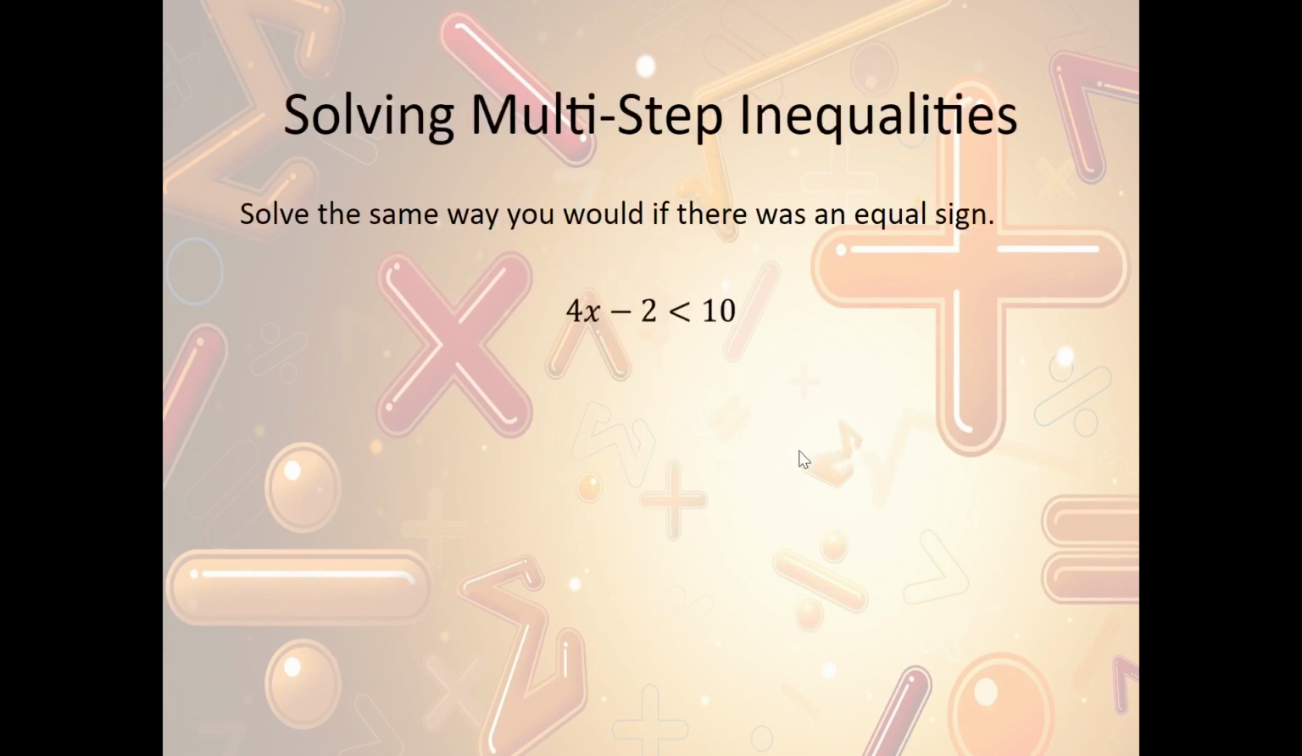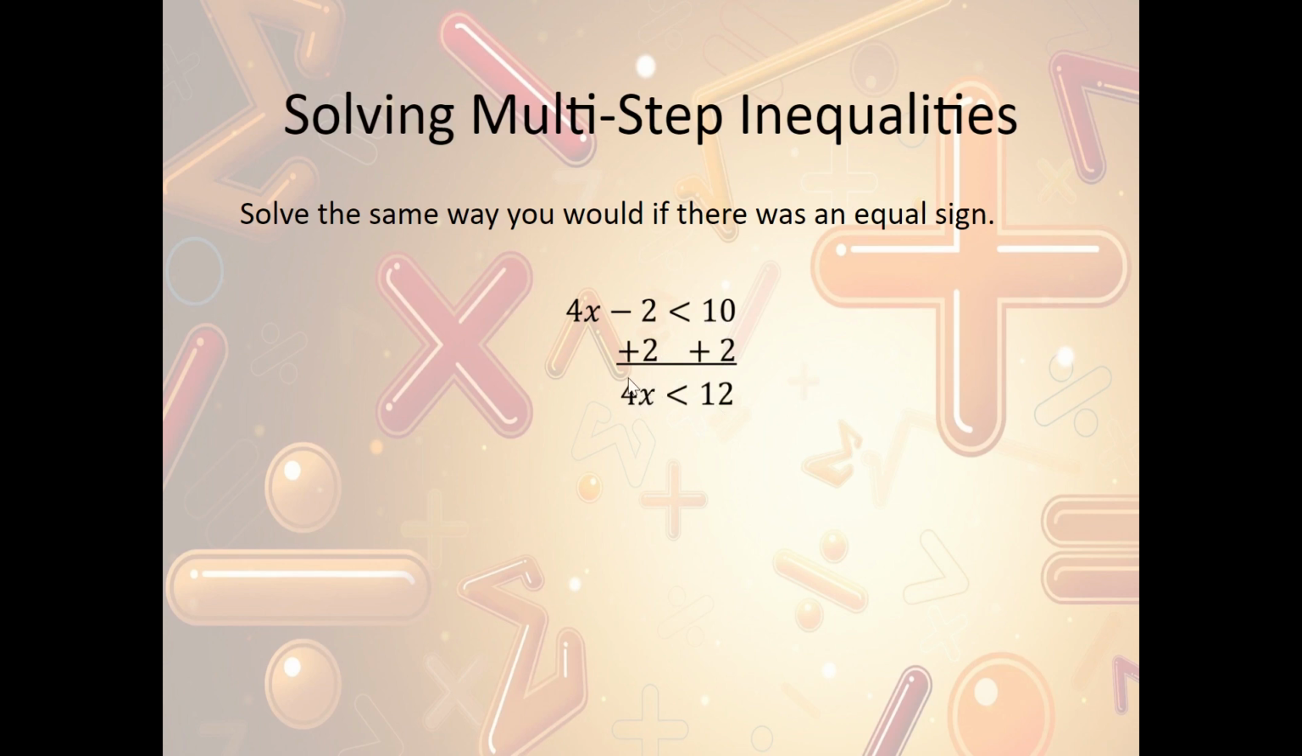Now, how do we solve multi-step inequalities? Well, first thing we do is we solve it the same way we would if it was an equal sign. So if this was 4x minus 2 is equal to 10, we would just move everything away from the x. We're going to do the same thing here. So we'll start by adding 2 to both sides, and we get 4x is less than 10 plus 2 is 12.